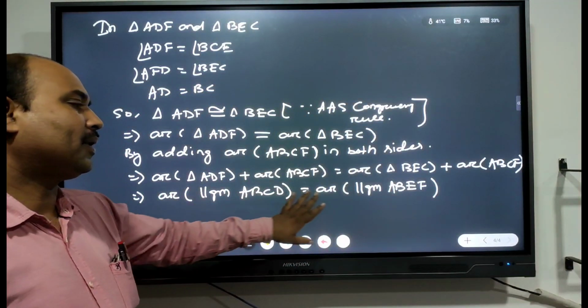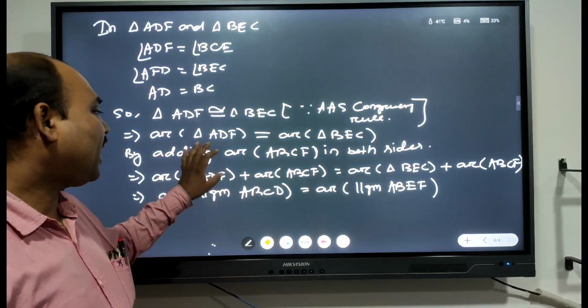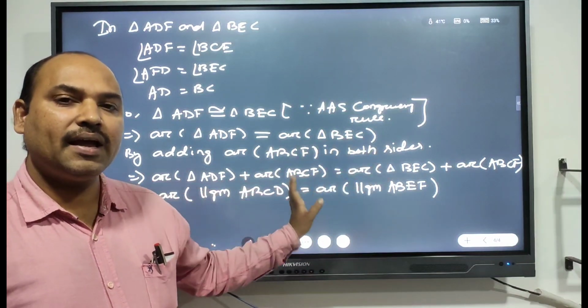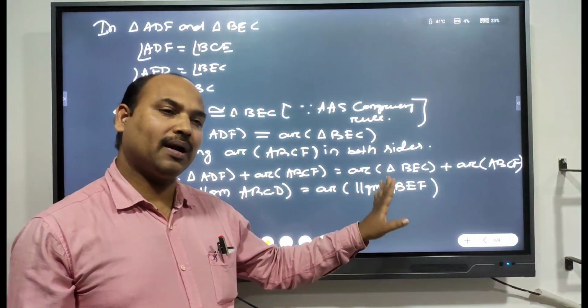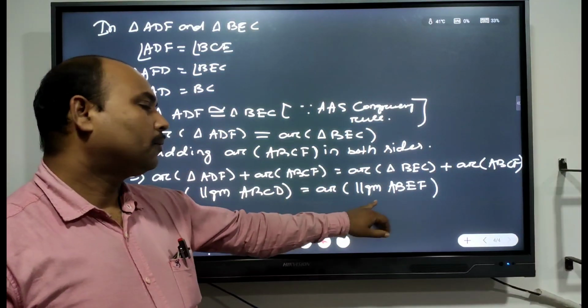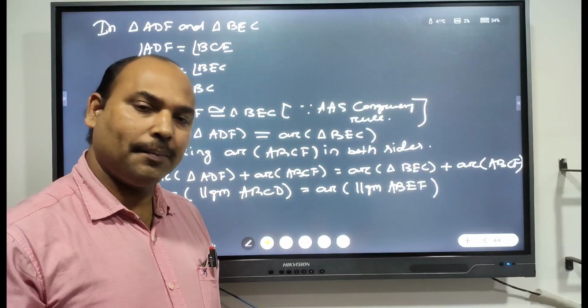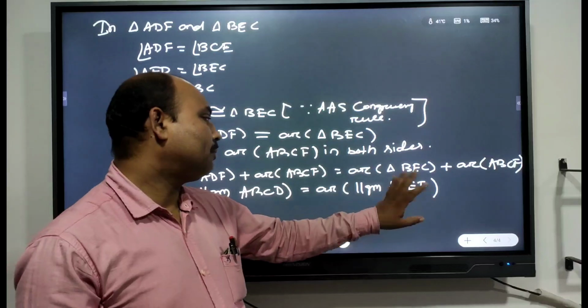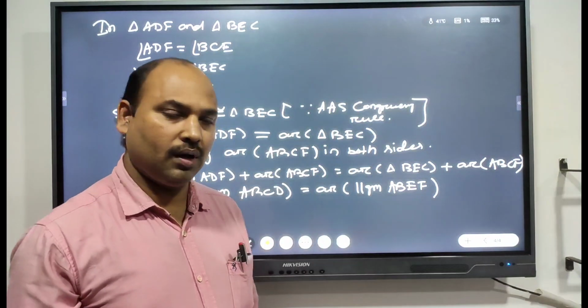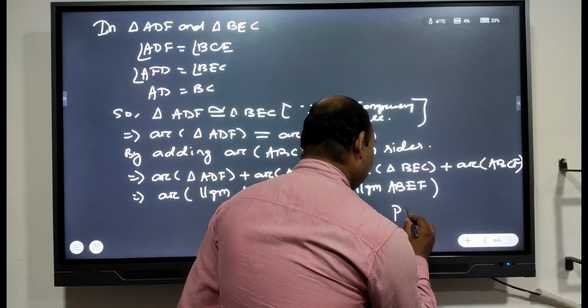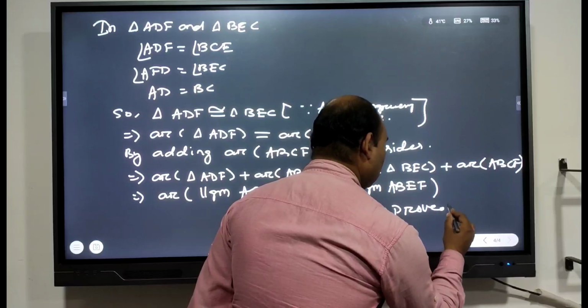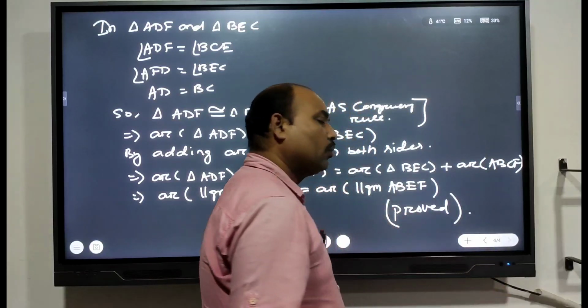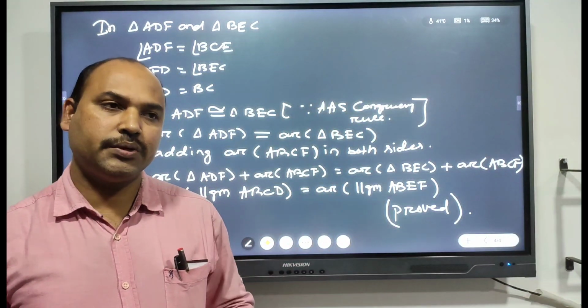That's what we have to show for the proof. Now, by adding this quadrilateral area to both the triangles, we got that the area of parallelogram ABCD and the area of parallelogram ABEF are equal. Then it is proved. Okay. In this way, we prove this theorem.